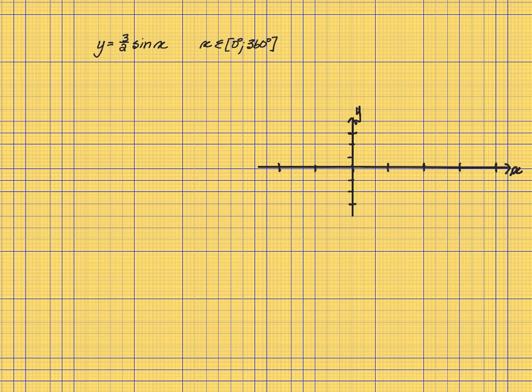Here is the function y is equal to 3 over 2 sine x, which you're required to draw over the interval 0 to 360 degrees. So let's start with the 5-point plan. The first thing that you need to consider is the shape of this function, which you know is a sine function shape, like that. The second thing that you need to consider is the amplitude.